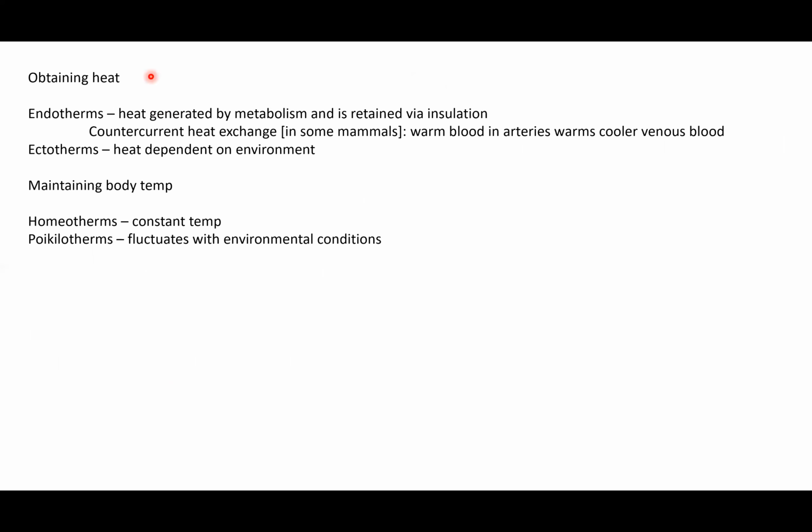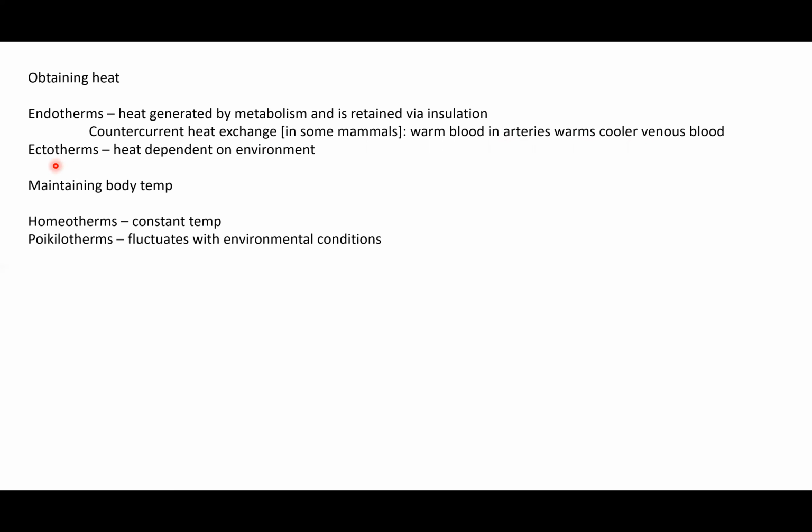And there are different ways organisms can obtain heat. So endotherms have their heat generated by their metabolism, and then they can retain this heat via insulation. Mammals are endotherms, for example, and they have fur to help keep themselves insulated. In some mammals, we have the concept of countercurrent heat exchange. I think in the book, it gave the example of the whale. So this is where the warm blood in the arteries traveling away from the heart warms incoming cooler blood from the veins.